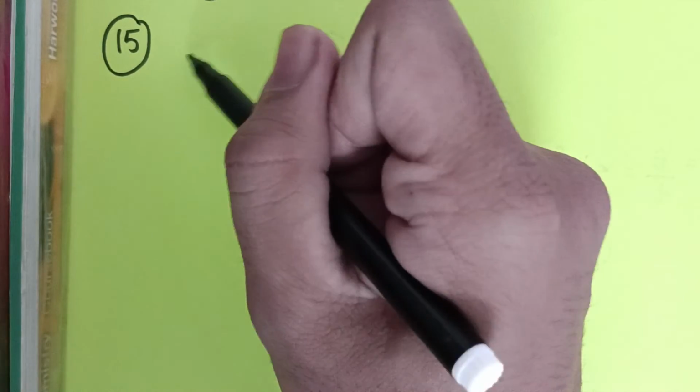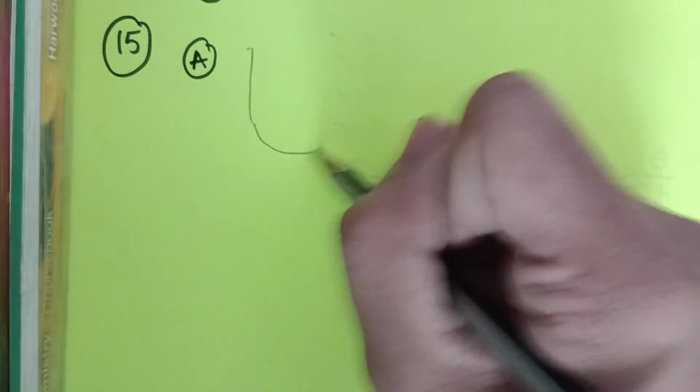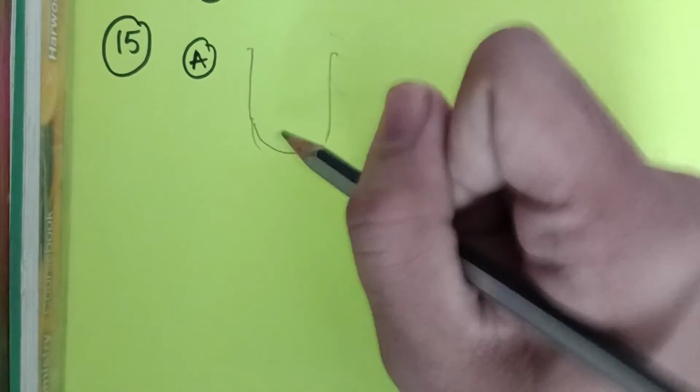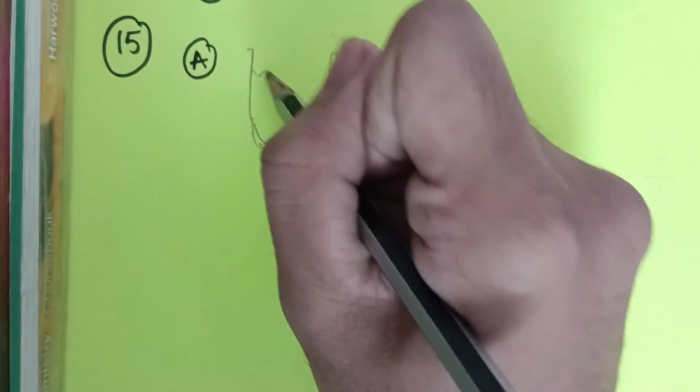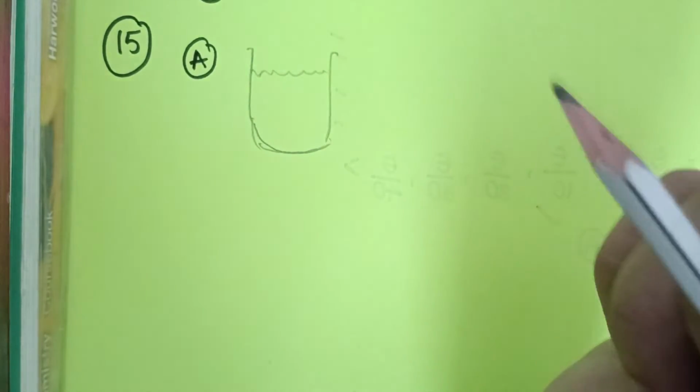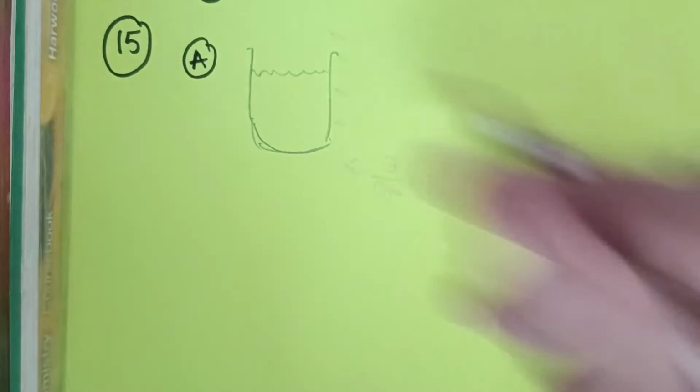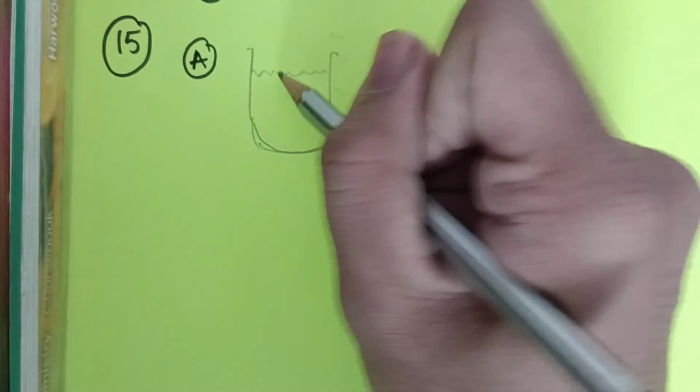Question 15. Which statement about evaporation is correct? Okay, we'll have to evaluate each of the statements. A says evaporation causes heating of liquid. Let's think about a diagram. Let's say this is a beaker, there's water inside it. And we know that evaporation only happens through the surface, so we'll talk about that.